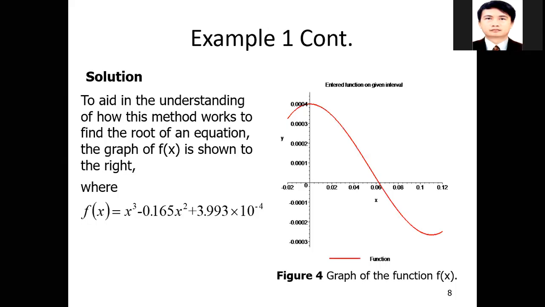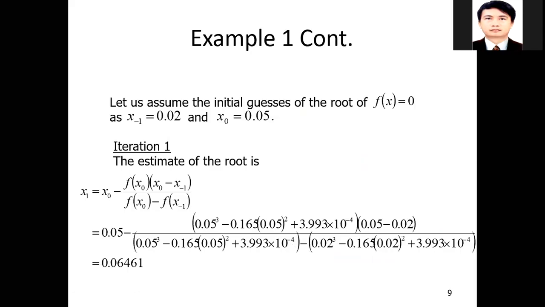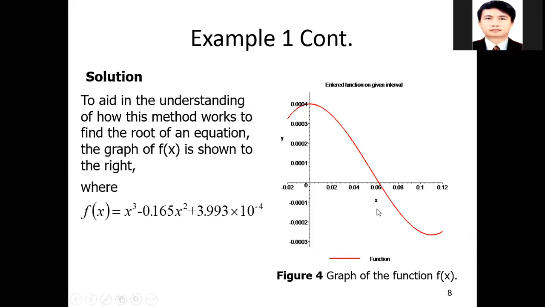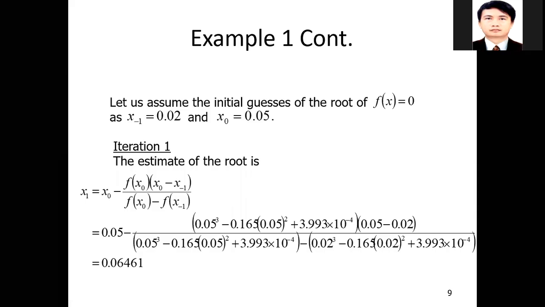So let's see, we're also given here the possible range, no? So graphically, we can see here that between 0.06 to 0.08, okay? So our root lies between these two intervals, no? So let's say from this given problem, we're given here the values of the 2 x's. We can label that as x sub -1 as 0.02 and x sub naught as 0.05, no? So of course, we can estimate the root from these 2 by applying our formula.